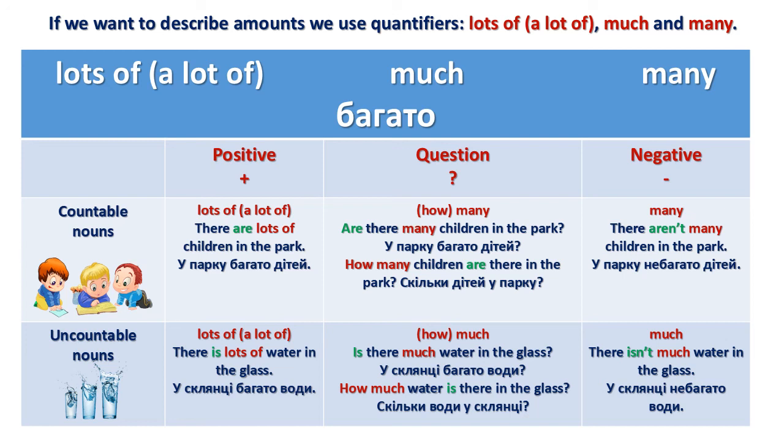We use many and how many with countable nouns. We usually use many in negative sentences. We use how many to ask questions. For example, are there many children in the park? How many children are there in the park? There aren't many children in the park.